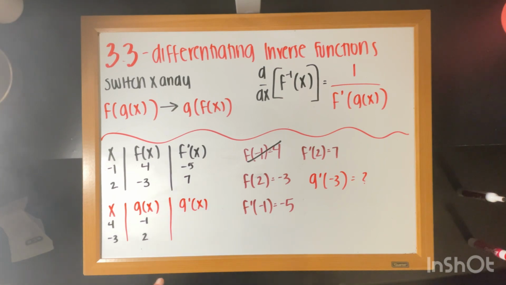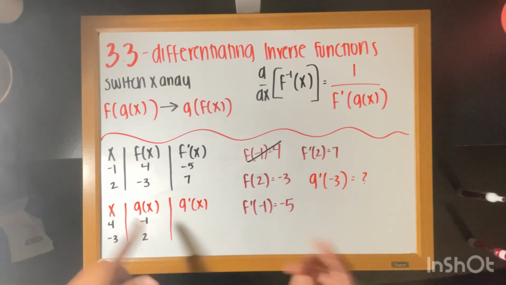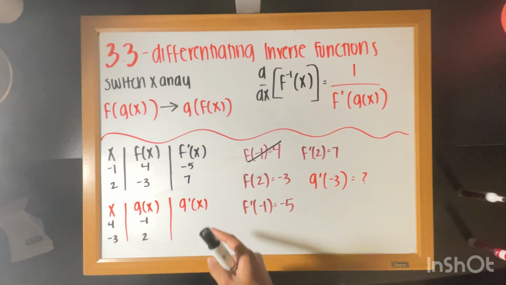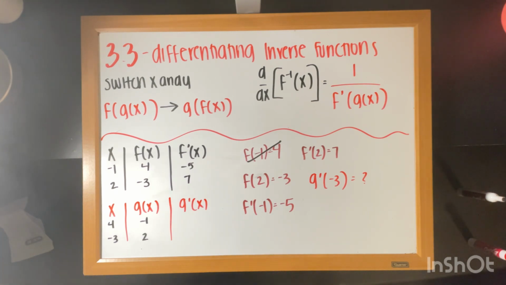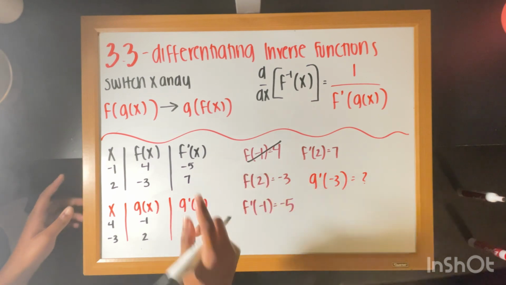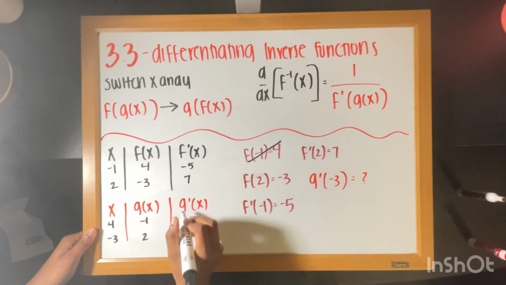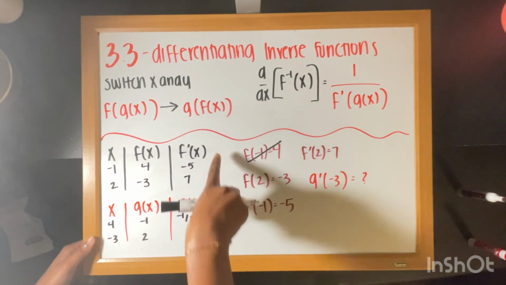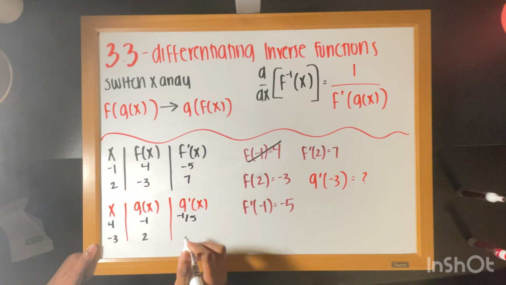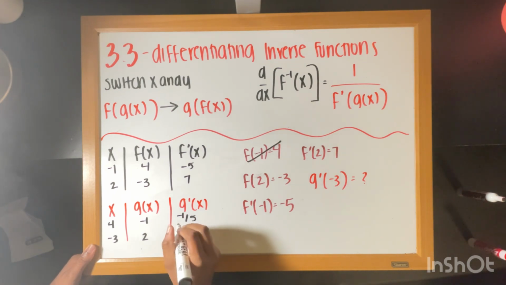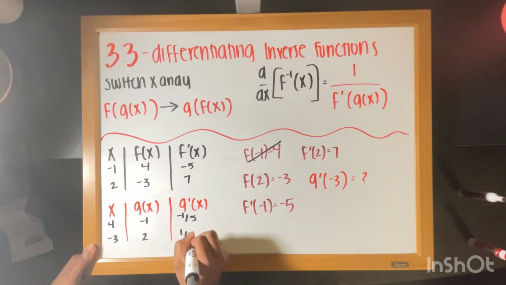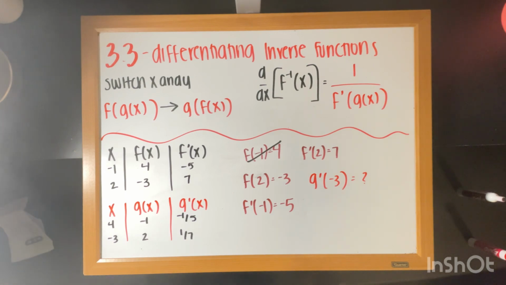Now, looking back at our inverse function formula, our inverse function would be 1 over our f prime of x. So, if f prime of x is -5, that means that the g prime of x would be -1 over 5. And if my f prime of x was 7, then my g prime of x would be 1 over 7. Now that I have both tables filled, let's answer the question.